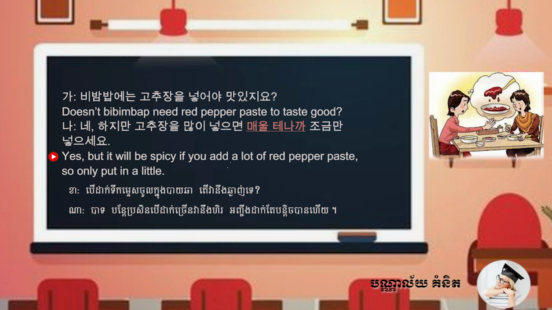Now we look at the sentence. Why do we use 을 테니까? Look at the following sentence: 조금만 넣으세요. It means the person suggests to the listener, right? And the first sentence, 고추장을 많이 넣으면 매울 테니까, is the reason for the following sentence. It means that if you put a lot of red pepper paste, it will be spicy, so you suggest to the listener to put in a little bit. In this situation, we can use 을 테니까. The first sentence is the reason, and the following sentence is a suggestion, or advice.